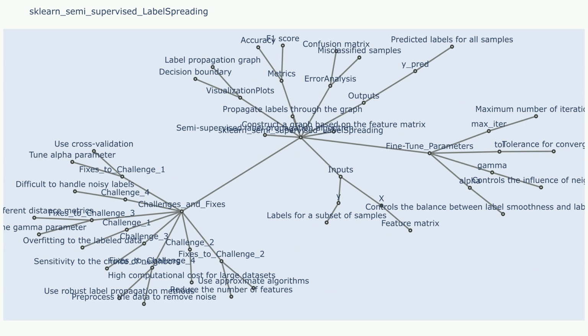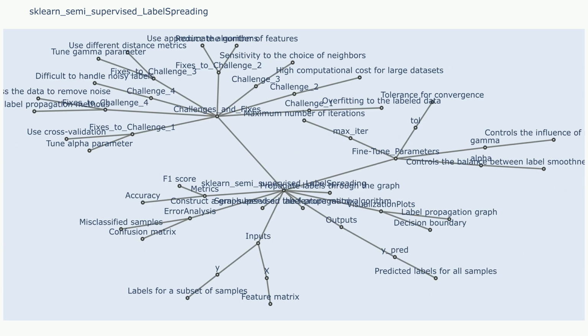Fixes to challenge 2. Use techniques for data cleaning and label correction to ensure the quality of the labeled data. Consider using robust versions of the label spreading algorithm that are more resistant to noise.